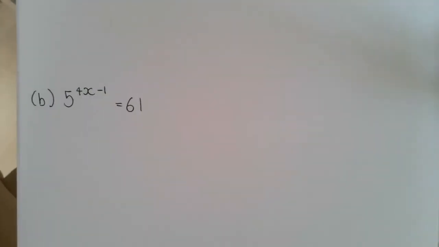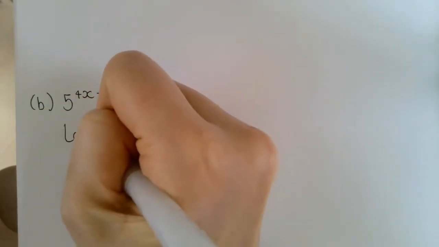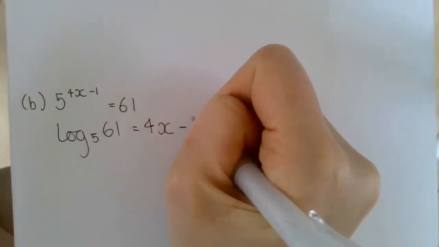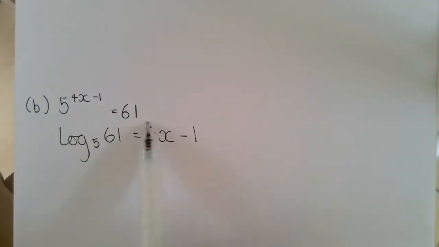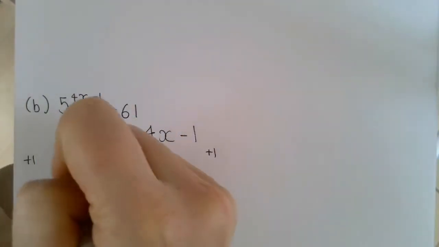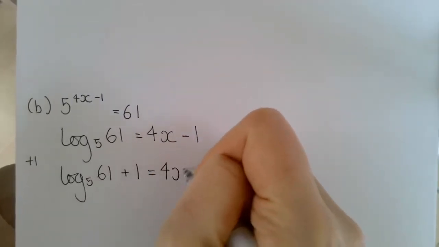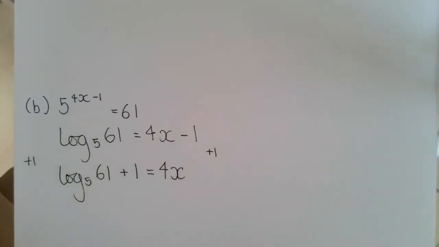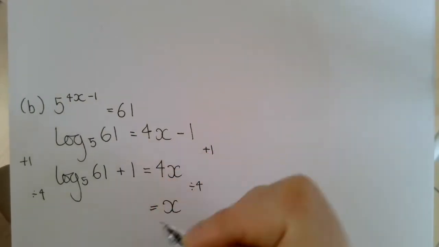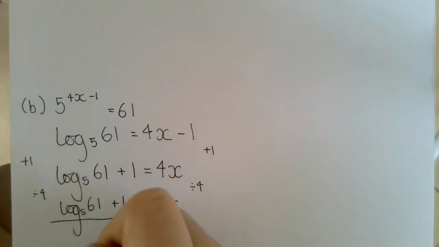So we know that here we've got log base 5 of 61 is equal to 4x subtract 1. If we rearrange this to make x the subject, we're going to first of all add 1 to both sides, and we get log base 5 of 61 plus 1 equals 4x. Then to find out what x is equal to, we can divide both sides by 4. So x is equal to log base 5 of 61 plus 1, divided by 4.